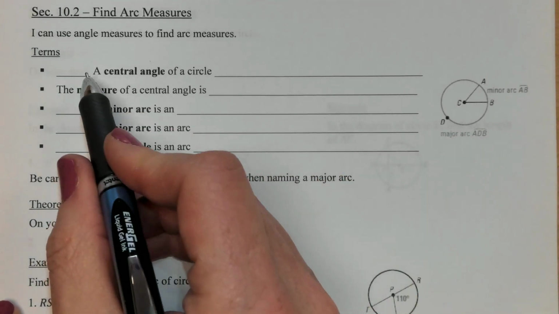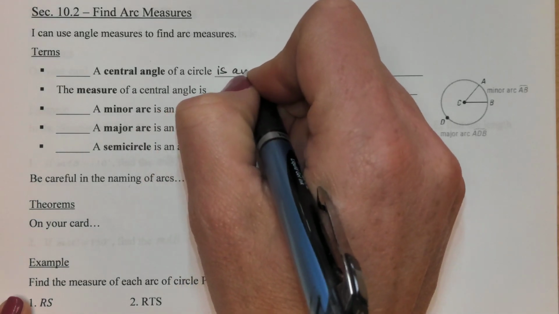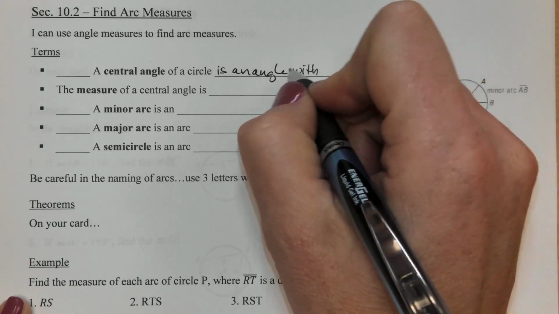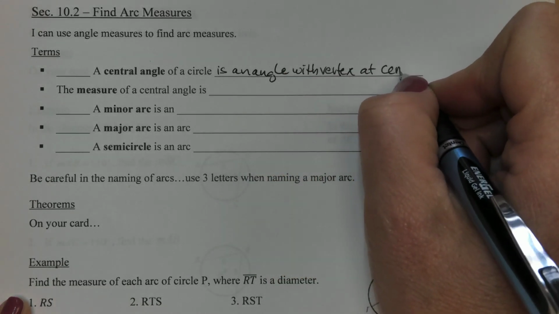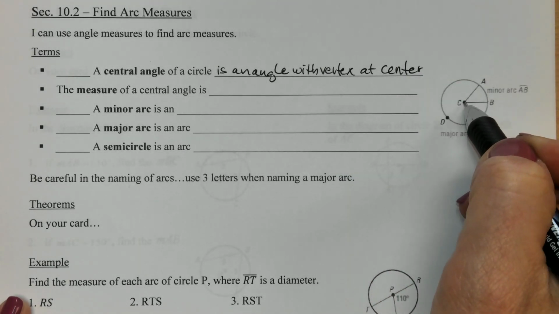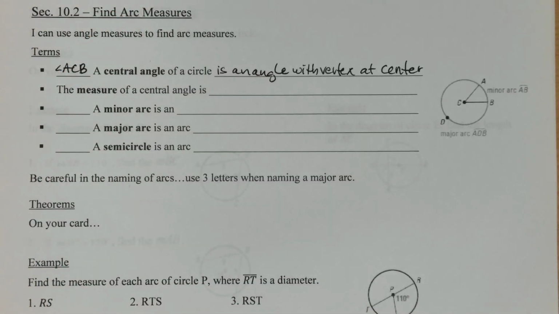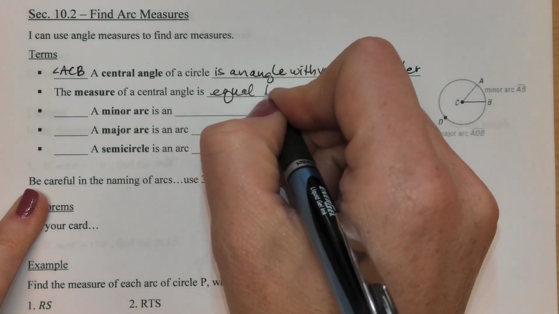We'll start by talking about a central angle of the circle, which is just an angle with its vertex at the center. An example of that for us would be angle ACB. That would be called a central angle. It has its vertex at the center. The measure of a central angle is actually equal to its arc.